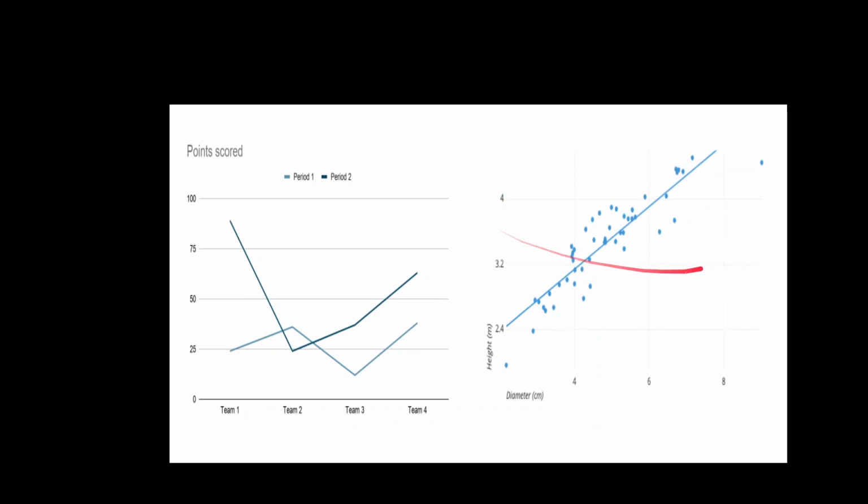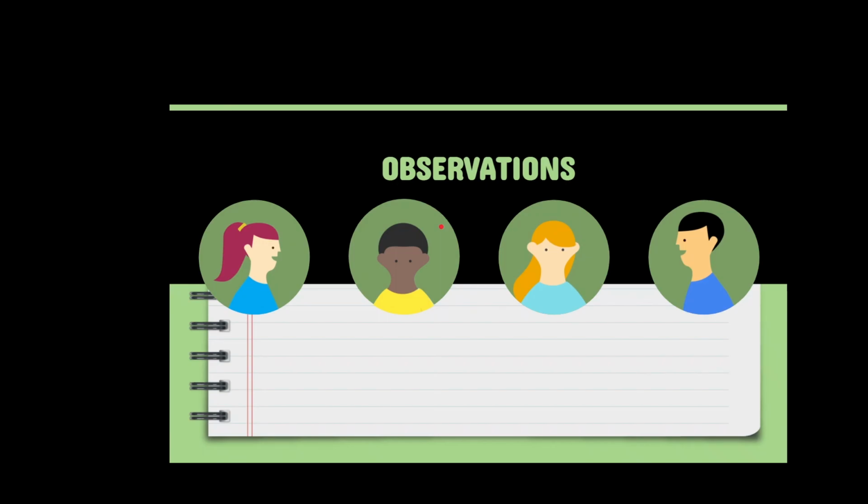So these were the graphical ways of representing quantitative data, and in the next lecture we will move on to observation.